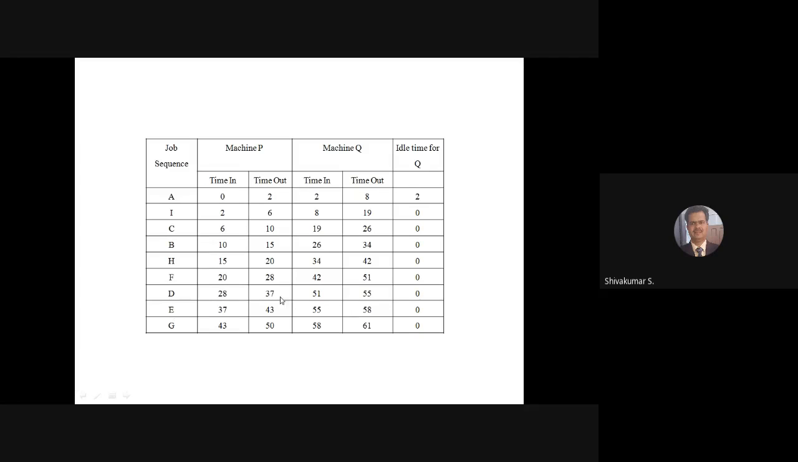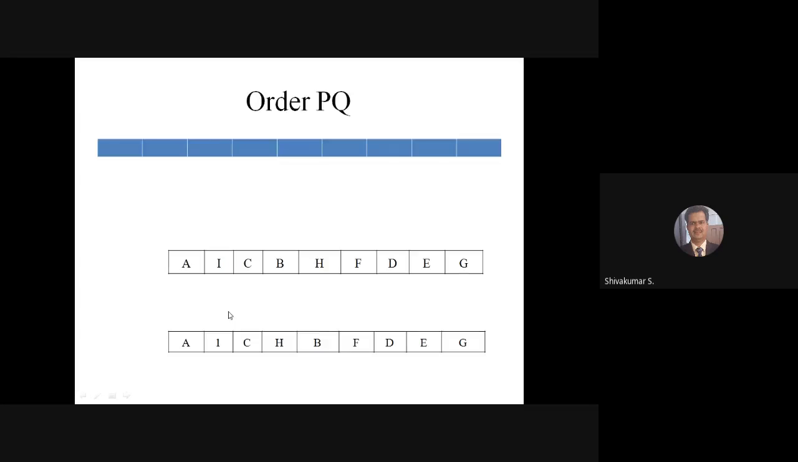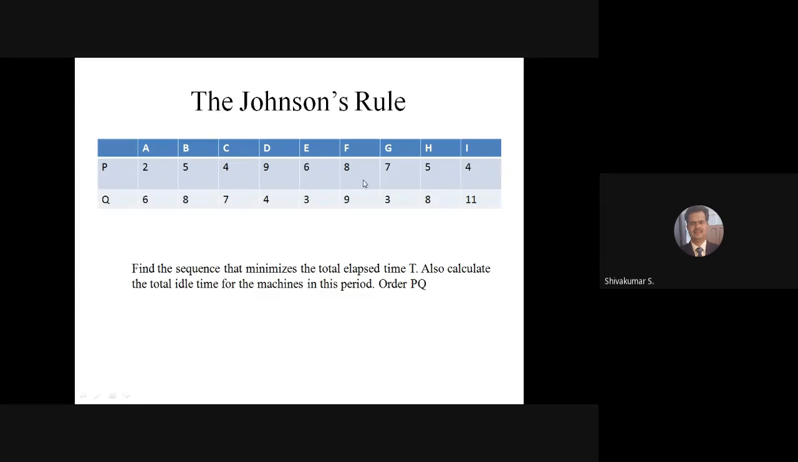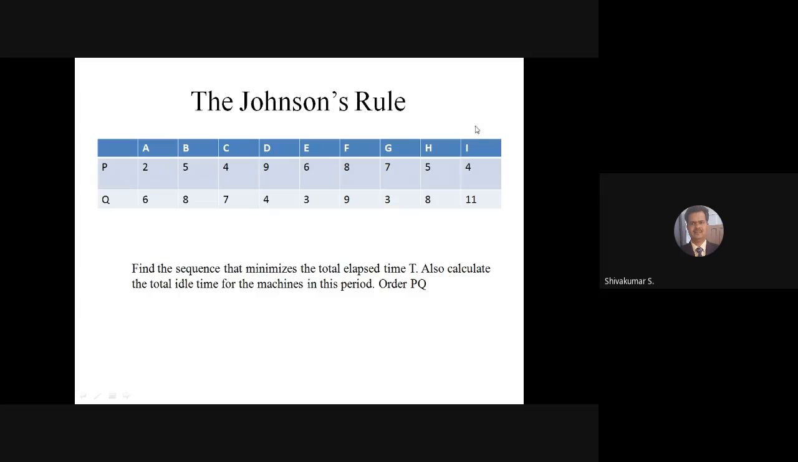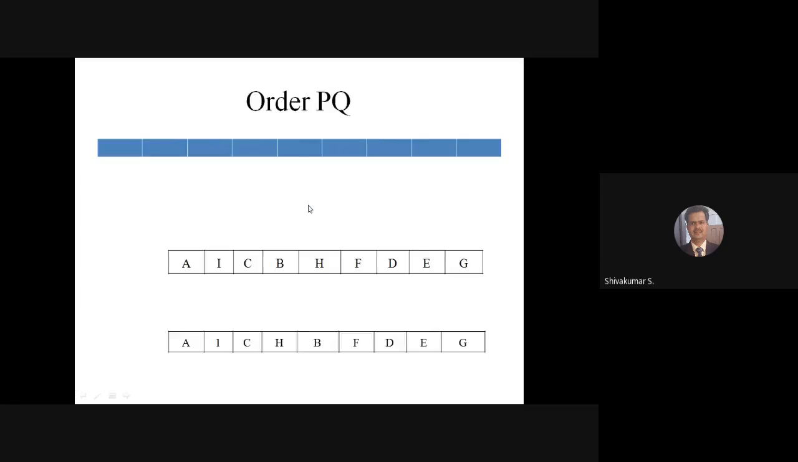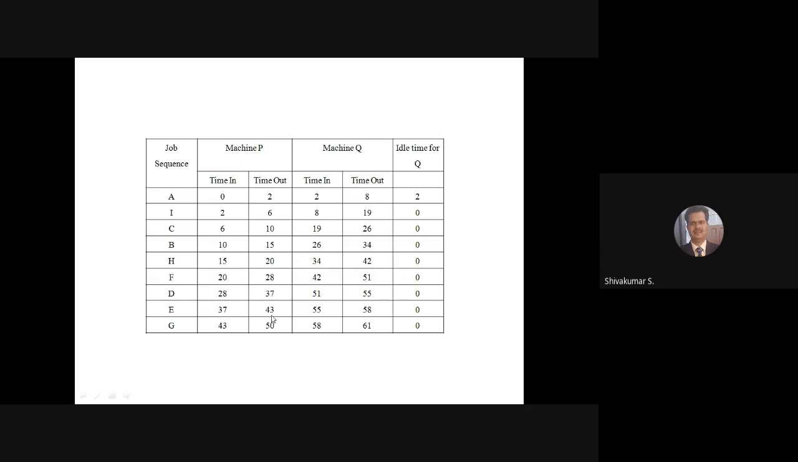Similarly, E job, 37 time out, 37 time in, and check out here. E job, 6 and 3. So 37 plus 6, 43. So time out 55, time in 55, plus 3, 58. So 55, idle time 0. Lastly, G job, 43, 7 minutes processing time.